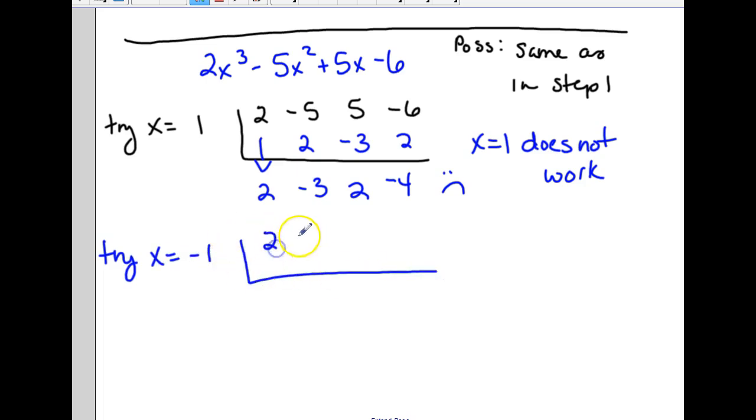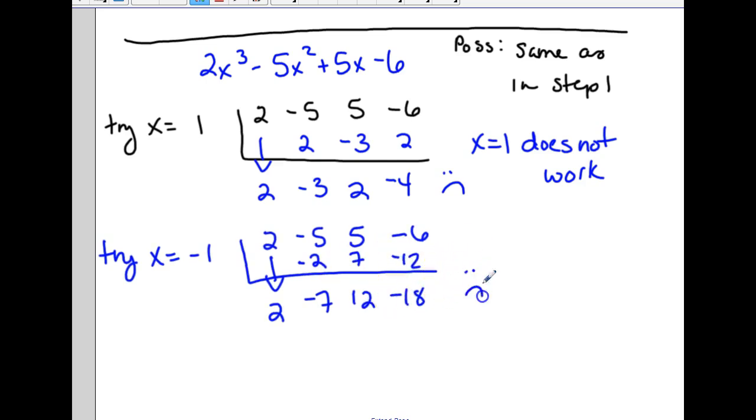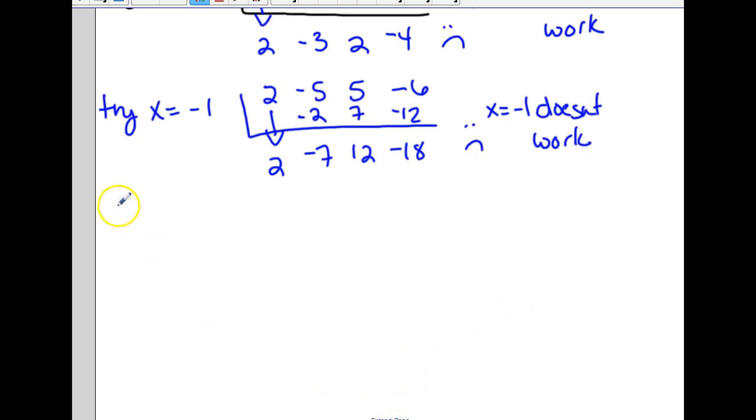So I'm going to put in a 2, a negative 5, a 5, a negative 6. Let's drop it. That's a 2. Negative 2 gives me negative 7. Negative 7 times negative 1, that gives me 7, and I get 12. Negative 12, that's a negative 18. So x equals negative 1 doesn't work. Okay, let's go try our next factor. Let's try x equals 2.